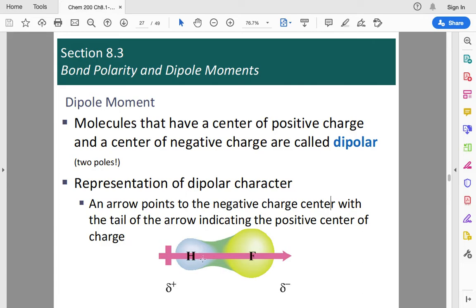As we move on, we're going to go from just a bond to a whole molecule. So sometimes we could have really complex molecules where maybe it'll be easier to draw out just highlighting slightly positive, slightly negative instead of having a whole bunch of arrows. So both of these ways are very useful in understanding our dipole moments.